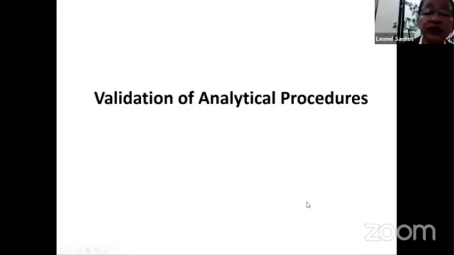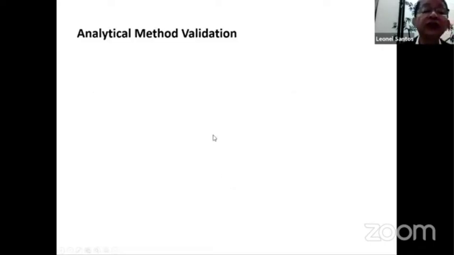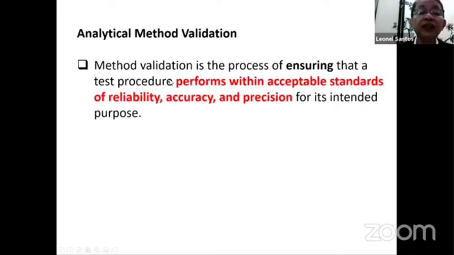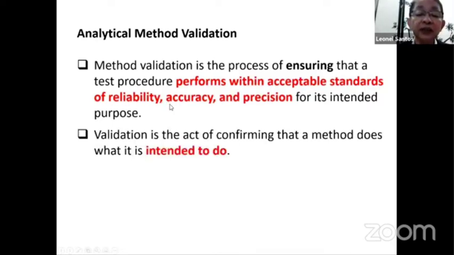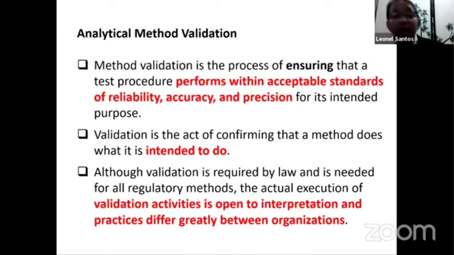So let's start with the validation of analytical procedures. Analytical method validation is actually performing within the acceptable standards of reliability, accuracy, and precision for its intended purpose. So validation is the act of confirming that the method does what it intends to do. Also, the validation guideline in General Chapter 1225 is a guideline, but as indicated here, validation activities are open to interpretation and practices differ greatly between organizations.